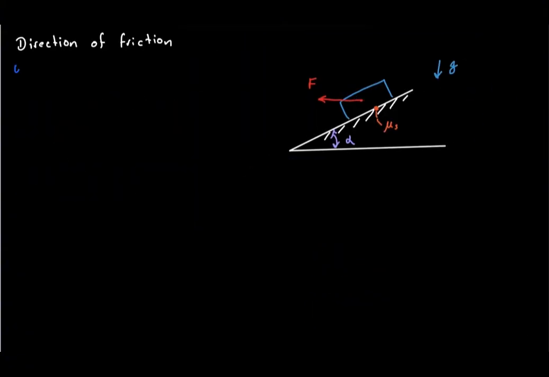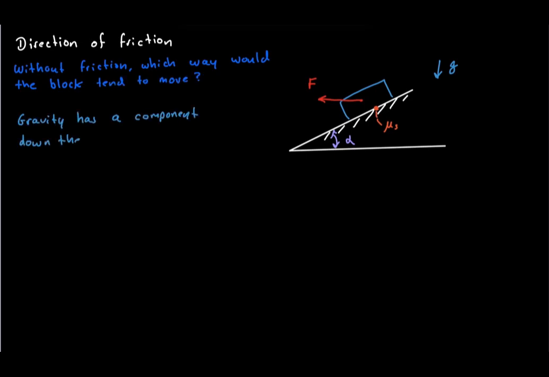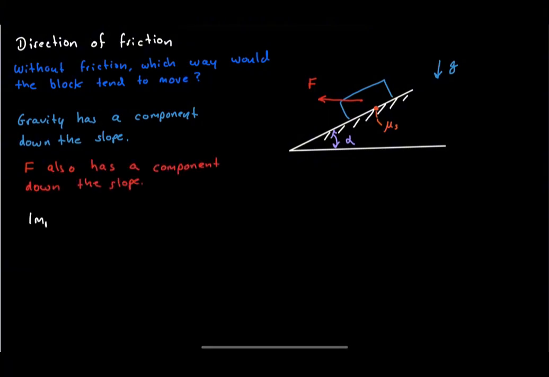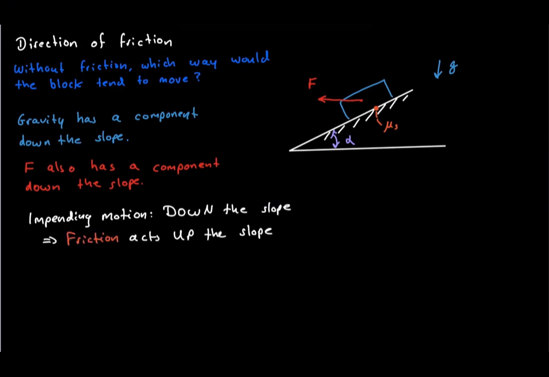Before calculating anything, we need to determine which way the block is about to move. Gravity has a component acting down the incline. The horizontal force also has a component acting down the incline. Therefore, the impending motion is down the slope. Friction must oppose this motion, so the static friction force acts up the slope.